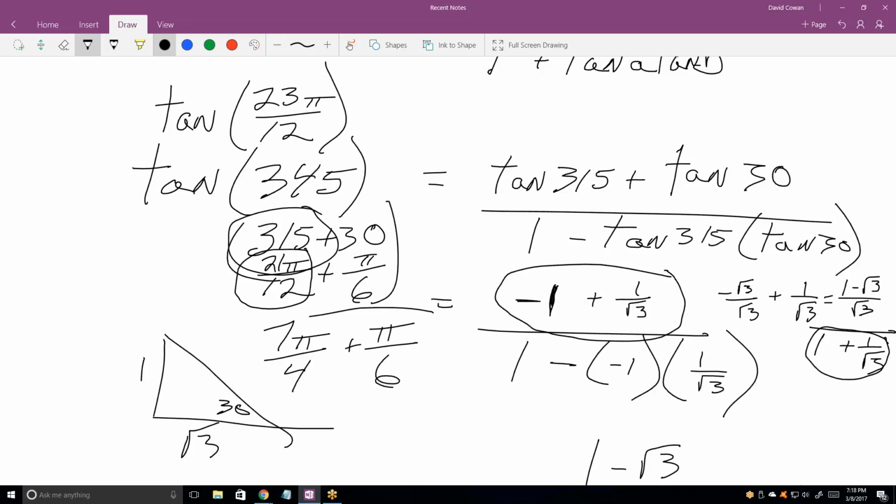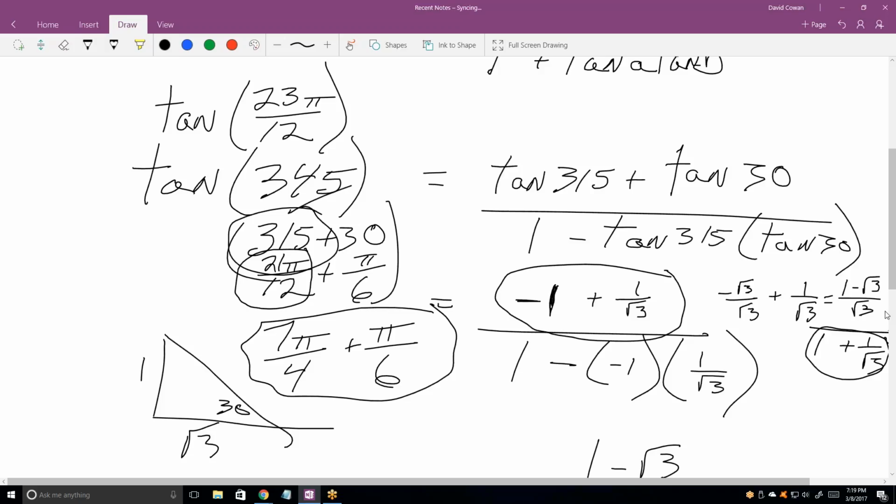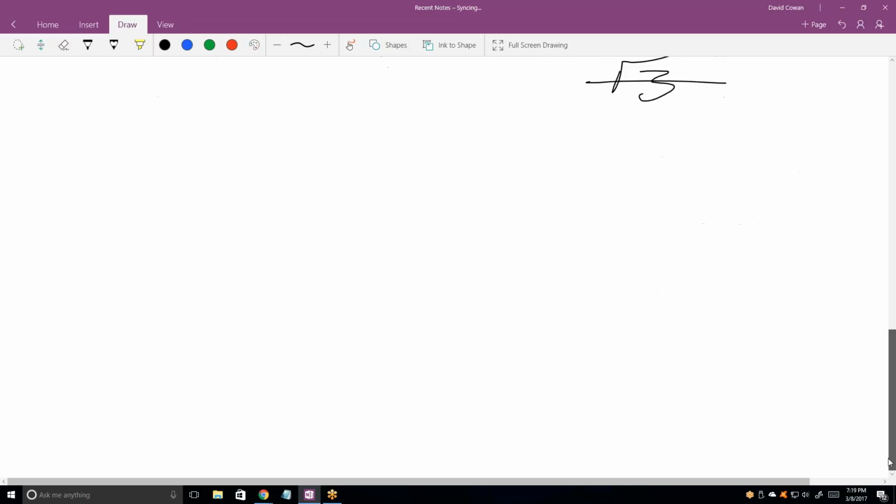Figuring out how to divide 23 pi over 12 into these two fractions is what's tough. Much easier to convert it to degrees and then do it, as long as you recognize the degrees on the unit circle. But yes, 21 pi over 12 is one of your points on the unit circle. Okay, let's move on. What's the next one?